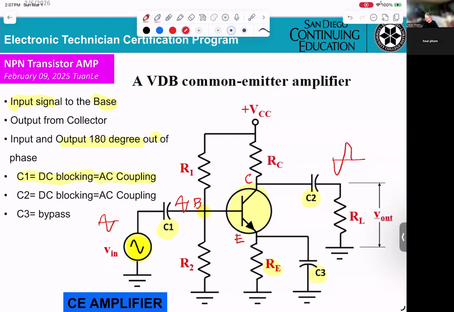Same thing, like when you're talking on your phone. Okay? Your voice, that's the AC. And they allow that signal to go through the amplifier. However, the DC, they block it. Okay? C2.